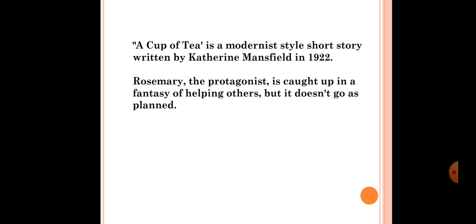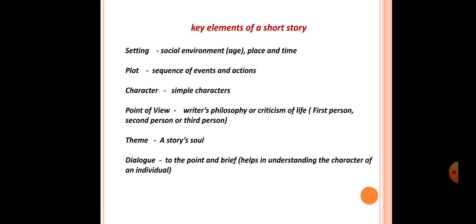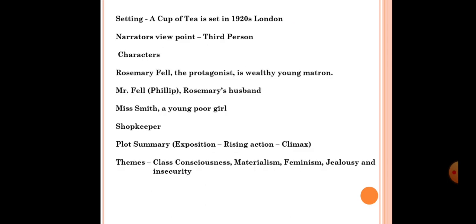Students, A Cup of Tea is a modernist style short story, and it was written in 1922 by Katherine. It was first published in The Storyteller, and later in 1923 it appeared in The Dove's Nest and Other Stories. This story is narrated in third person by an unnamed narrator and is set in 1920s London. So the time is the 1920s and the place is London. And the narrator's viewpoint is third person.